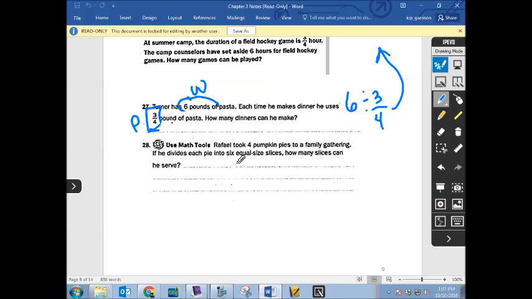Okay? Raphael took 4 pumpkin pies to a family gathering. If he divides each pie into 6 equal slices, how many slices can he serve? Okay? Well, you can look at this one and you got to figure out what's being divided.